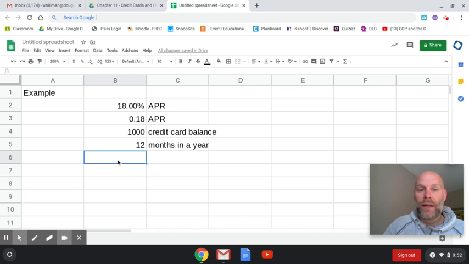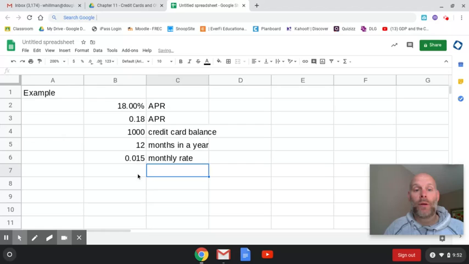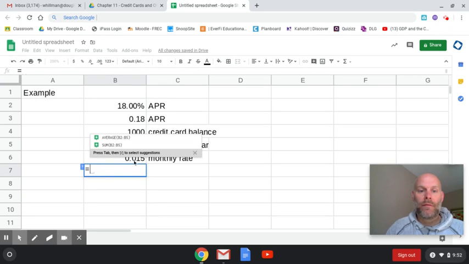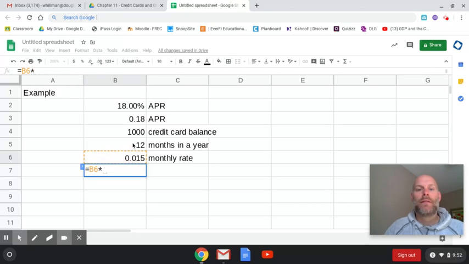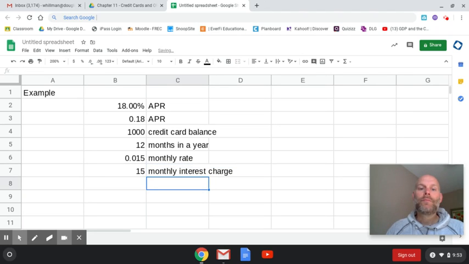So what we need to do is take your APR and divide it by 12, and that gives you your monthly rate, or your monthly compounding rate, if you want to be technical about it. And then you take your monthly rate and multiply that times your balance, and that is your monthly interest charge. So it's that simple.